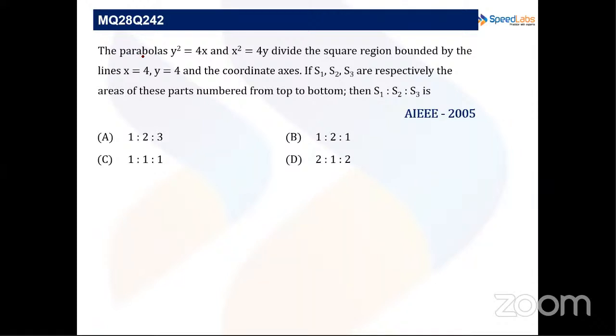We are given two parabolas y square equals 4x and x square equals 4y, and they divide the square region bounded by the lines x equals 4 and y equals 4 and the coordinate axes. If S1, S2 and S3 are respectively the areas of these parts numbered bottom to top, then S1 is to S2 is to S3 is.